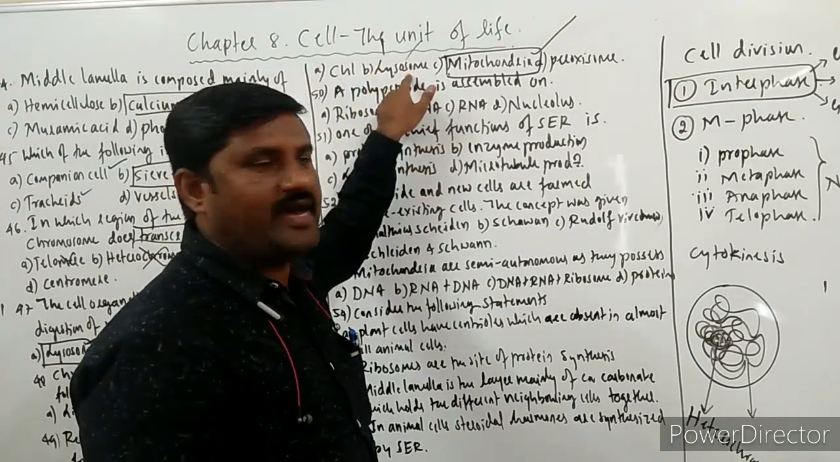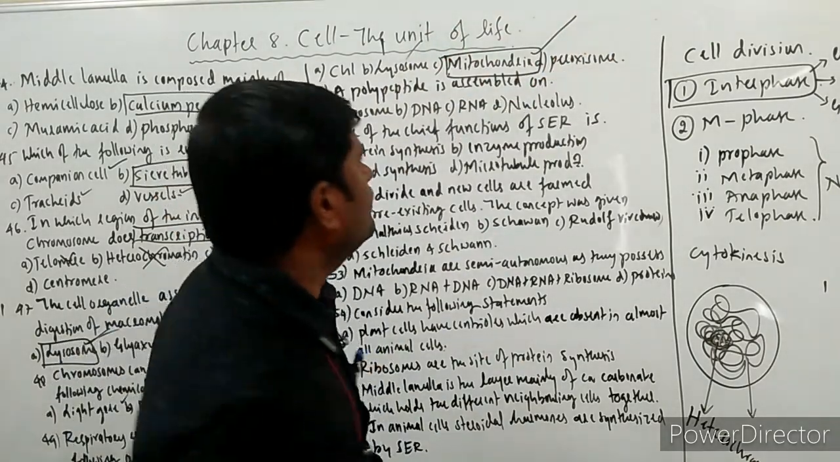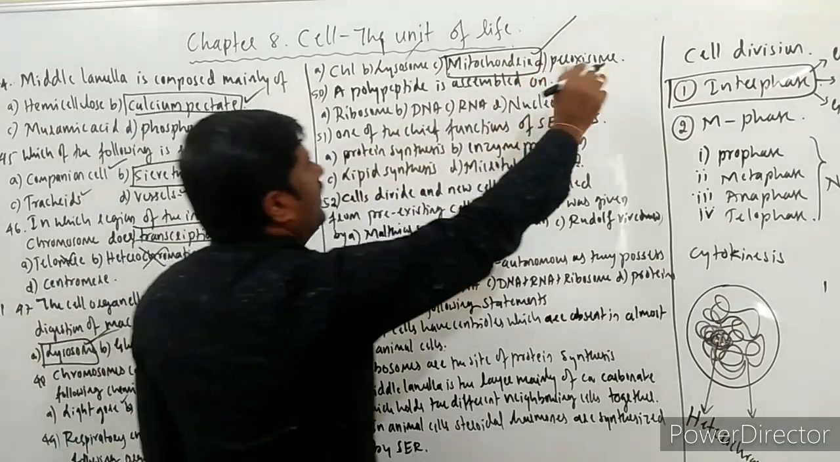Lysosomes are called the suicide bags of the cell, and peroxisomes are one kind of microbodies. They help in different functions, right?